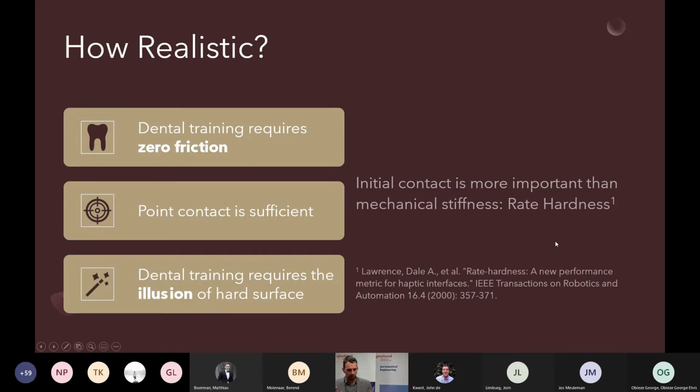And there was even some study on that. It was called rate hardness. If you want to know the details about the haptics of it, go read it. But it is important to think like, how can you fool the dentist so that he has the illusion that he's hitting a tooth? Because we didn't require that stiffness at all. There's also something to take in mind when you develop a flight simulator: what is important and what are the cues that he or she really needs? Important thing to research.